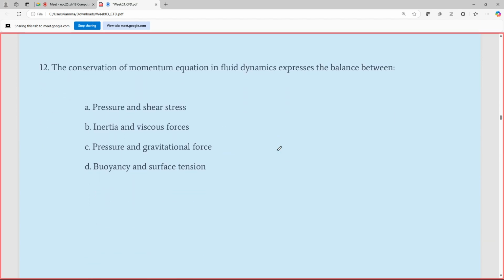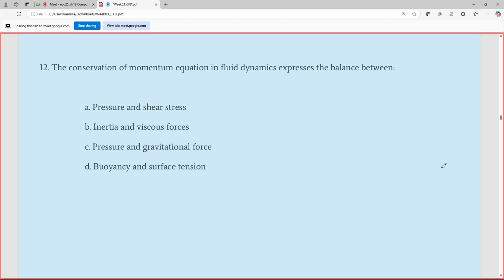Next question. The conservation of momentum equation in fluid dynamics expresses the balance between which of the following? Option A, pressure and shear stresses. Option B, inertia and viscous forces. Option C, pressure and gravitational force. Option D, buoyancy and surface tension.